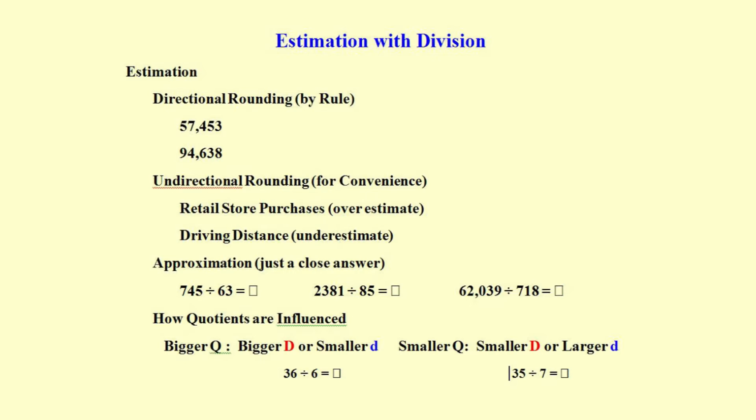That's rounding for convenience. So let's go back and review something that you picked up in either middle school or high school. It's called directional rounding. And so let's look at a couple of problems. First one we're going to turn to is this number 57,453. So let me get a whiteboard available for us. So let's take the number 57,453.